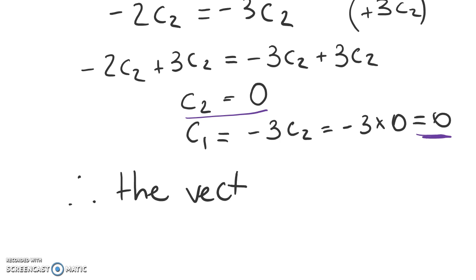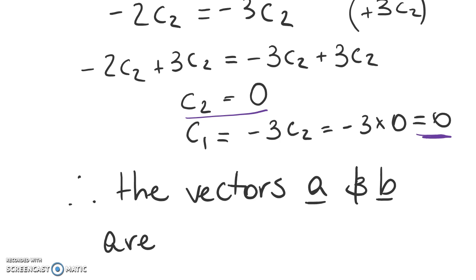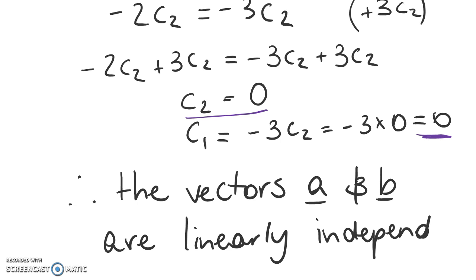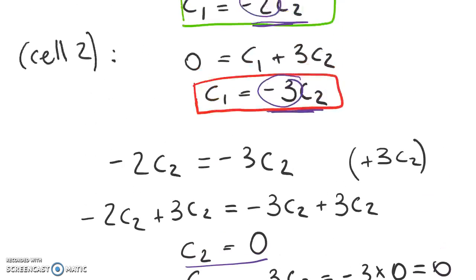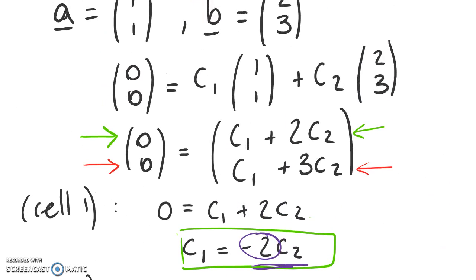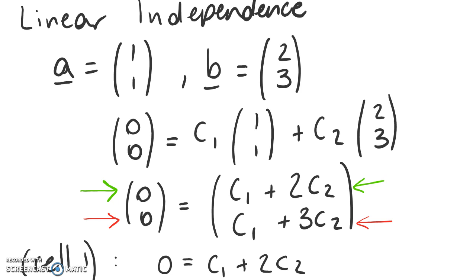vectors A and B are linearly independent, because there was no way to make that linear combination equal the 0 vector back up here without having both C1 and C2 equal to 0. All right, we're done.